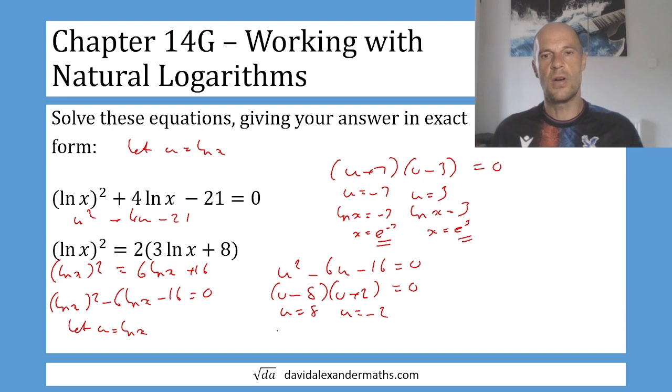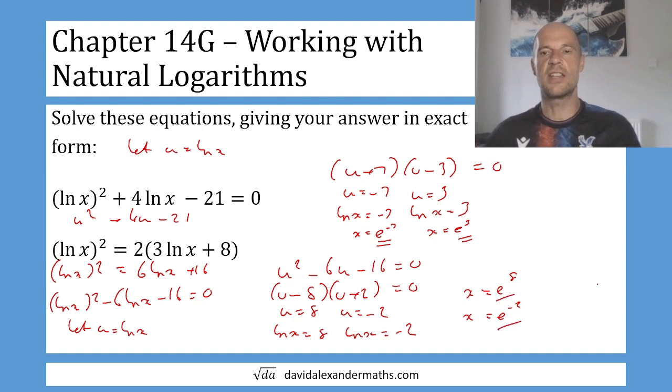So therefore, ln of x is 8 and the ln of x is -2. So therefore, x is e to the 8 and x is e to the -2. Again, two solutions in exact form because they are in terms of e.